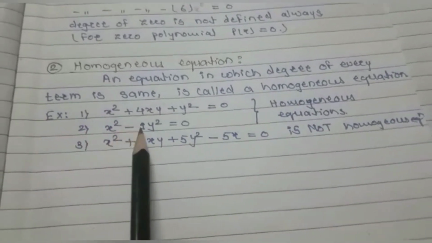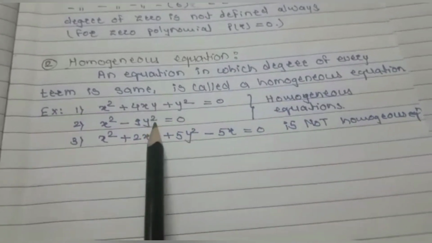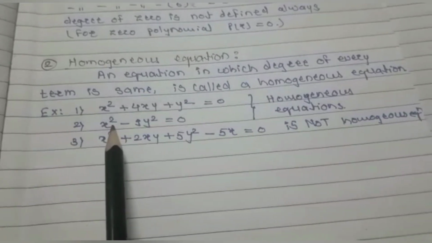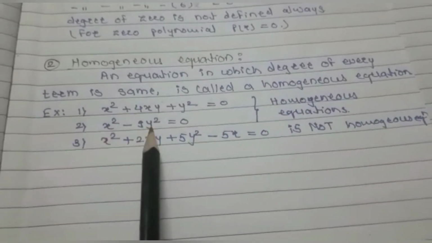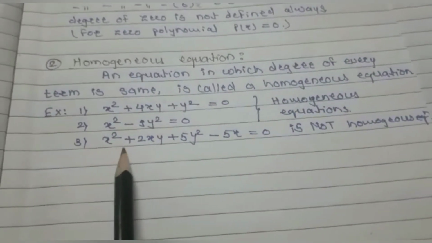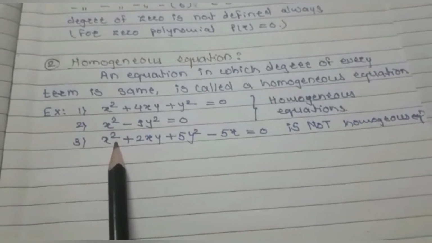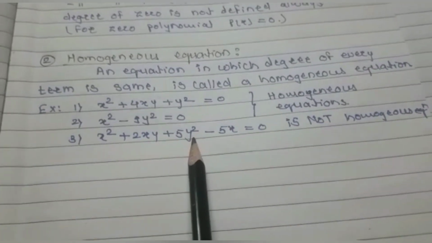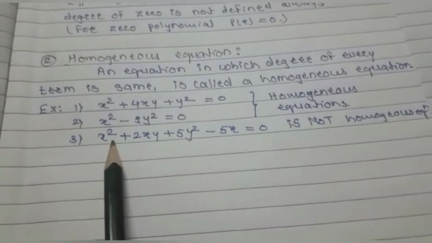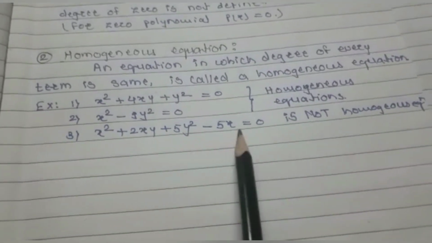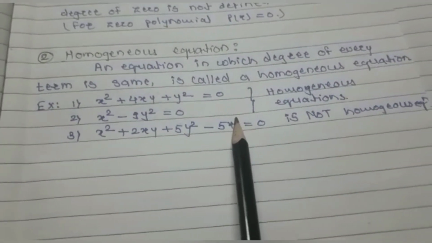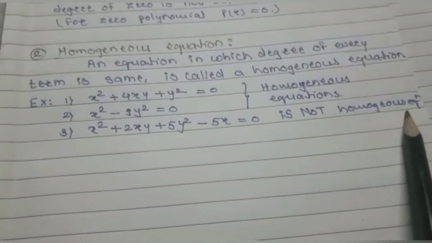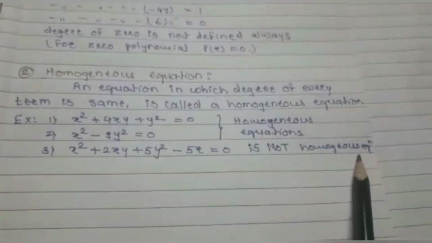Similarly, x square minus 9y square is equal to 0, this equation has degree 2, because overall all the terms have degree 2. While in the third example, x square, 2xy, 5y square, these all 3 terms have degree 2, 2 and 2, but the last term has degree 1 only, and therefore it is not a homogeneous equation.